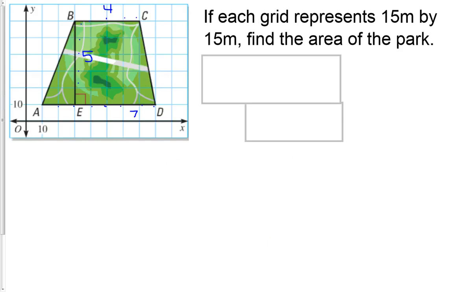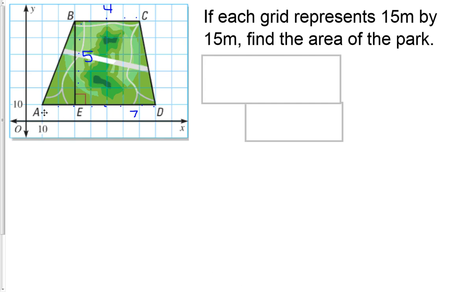Moving on, we've got this picture that I kind of already have numbered off, but it says if each grid represents 15 meters by 15 meters, find the area of the park drawn. And so we've got park as A, B, C, D, and it is a trapezoid. Right? BC, slope 0. AD, also slope 0. You can just kind of tell by looking. You could technically do the slope formula, but I'm just telling you by looking.